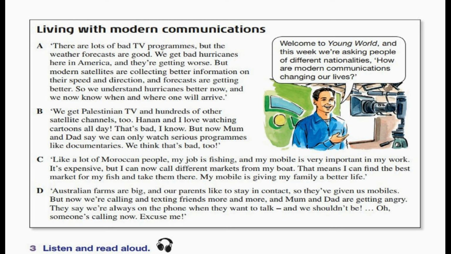Welcome to Young World. And this week, we're asking people of different nationalities, how are modern communications changing our lives? There are lots of bad TV programs, but the weather forecasts are good. We get bad hurricanes here in America, and they're getting worse. But modern satellites are collecting better information on their speed and direction, and forecasts are getting better. So we understand hurricanes better now, and we now know when and where one will arrive.